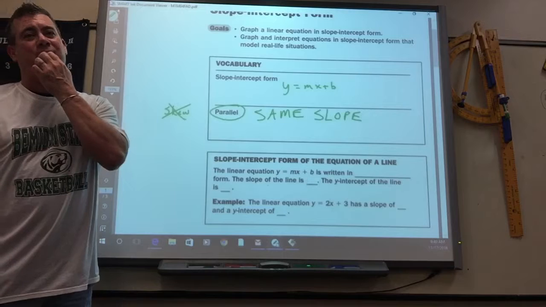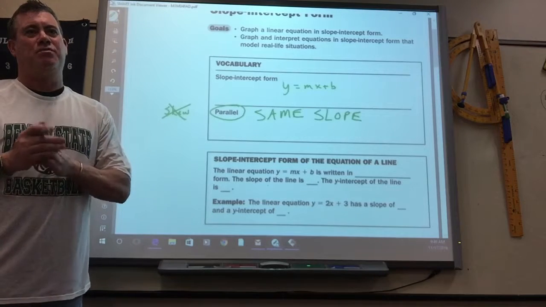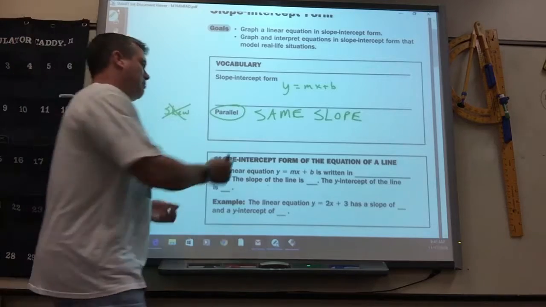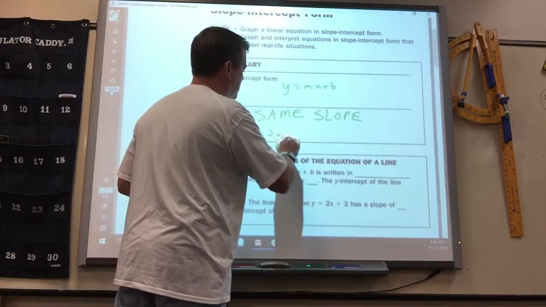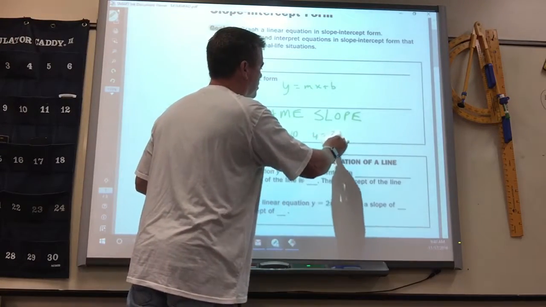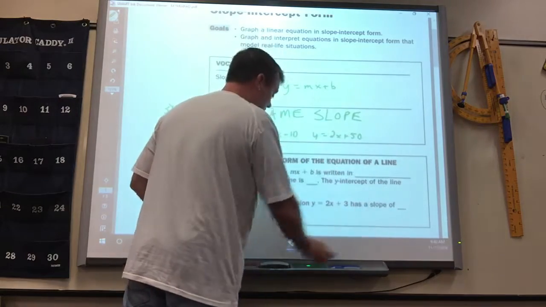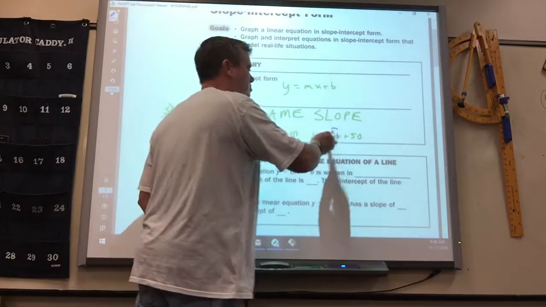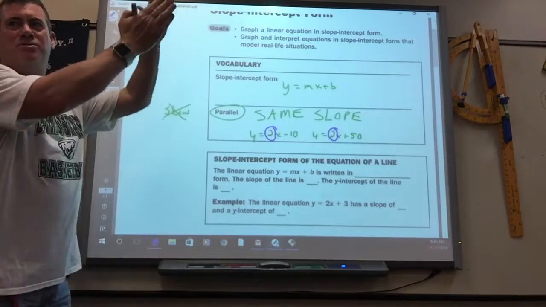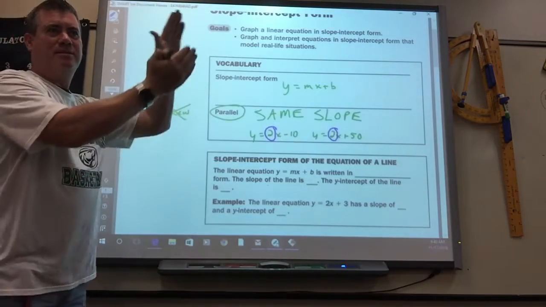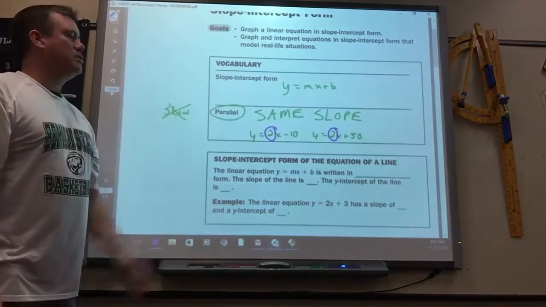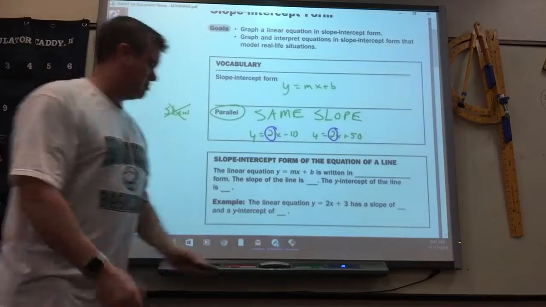So some of them, you're going to have equations and they're going to ask you if they're parallel. You don't have to graph them. All you got to do is look at their slopes. If you had the equation y equals 2x minus 10 and y equals 2x plus 50, these are parallel because they have the same slope. Same slope means they go up at the same angle, so they'll never intersect. Okay? So that's what we're doing today. It's pretty simple.